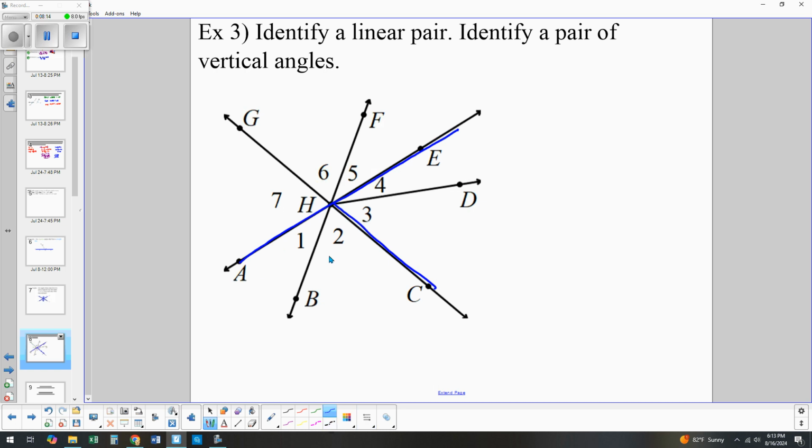So the angle formed here by combining 1 and 2, and the angle formed here by combining 3 and 4 would be a linear pair. So let's name them, because I can't call it 1 and 2, I can't call it 3 and 4, I have to give them names with the 3 letters. So that would be angle AHC, and angle EHC.